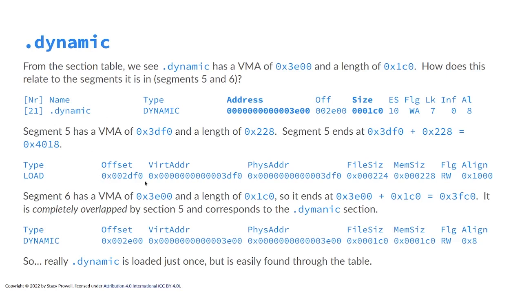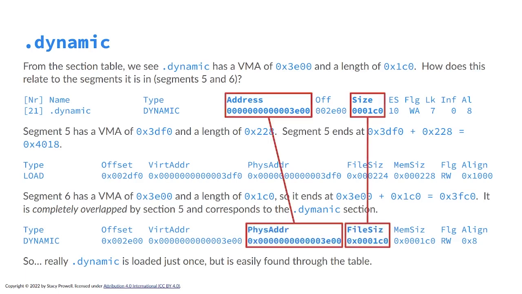How about segment 6? Segment 6 runs from 3E00, that's the same as this, with a length of 1C0, that's the same as this, and so it ends there. It's completely overlapped by segment 5. So segment 6 is completely contained in segment 5. They're not distinct. That's interesting. So dynamic is really loaded just once, but it can be found using this little segment table. Those are exactly the same.